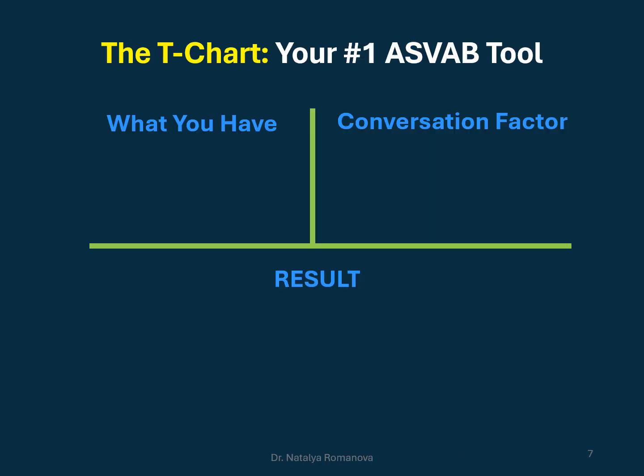Now the method. I call it the T-chart. Some people call it dimensional analysis. It is the same approach. The idea is simple. You write what you have. You multiply by a conversion factor, written as a fraction, so that the unit you don't want cancels, and the unit you want remains. This method works every time.